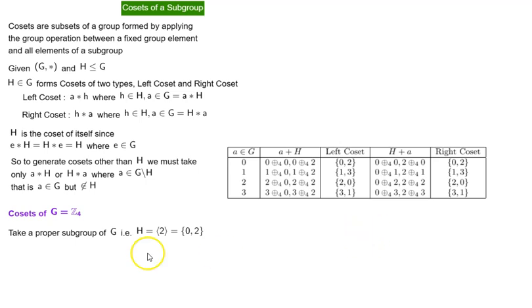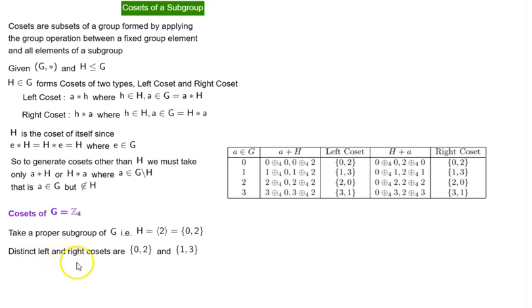Now here, remember, Z4 is an abelian group. That means the addition is commutative. And since it is abelian, it doesn't matter in which order you add. So that means the left coset and the right coset will be the same.